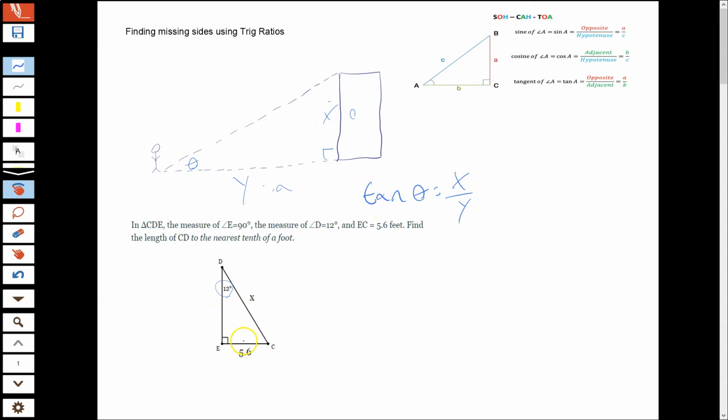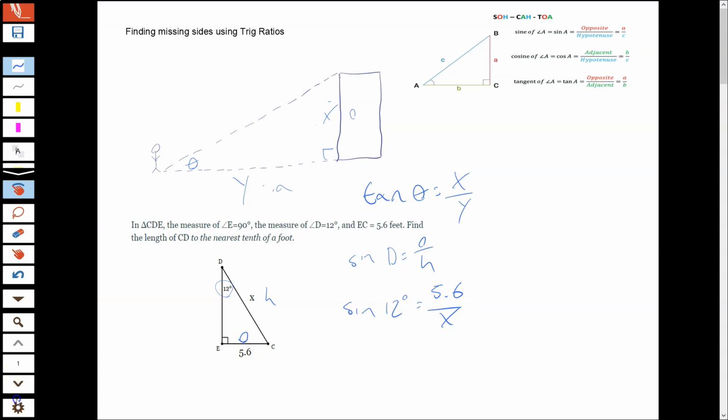And the way I'm going to do that is by labeling my sides. So for 12, for the angle that I'm given, 5.6 is the opposite side, and x is the hypotenuse. So then I look at my notes, right, and I think in my head, SOHCAHTOA, sine is opposite over hypotenuse. So sine D would be O over H. So sine of 12 degrees is 5.6 over x.